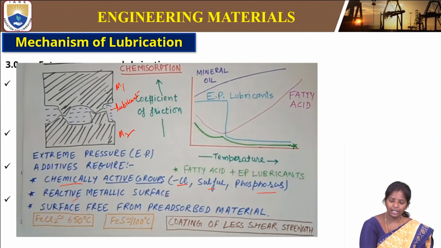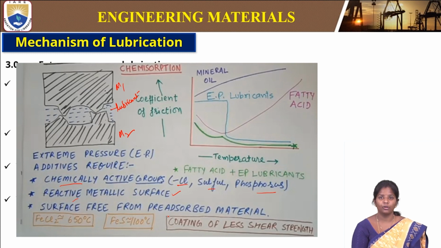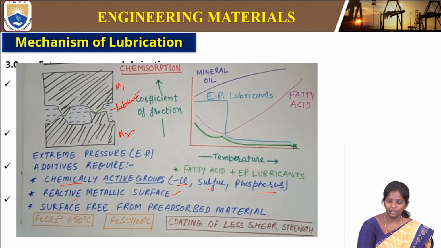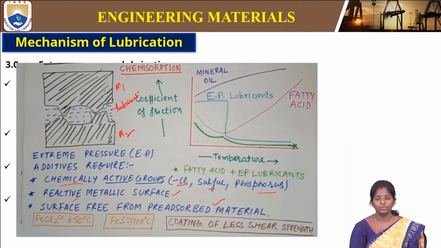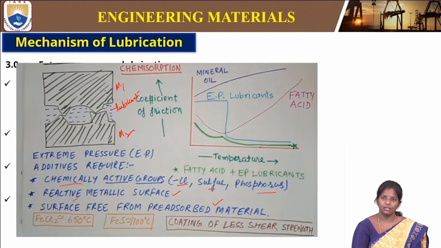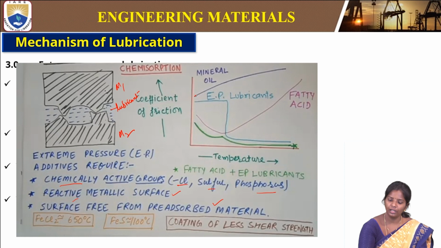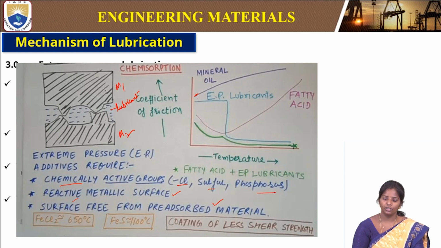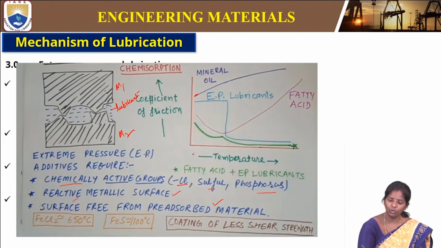Then, a reactive metallic surface. The additive should have reactivity to the metal surface. Then the surface must be free from any previously absorbed material. So for example, if we use mineral oil at lower temperatures, it is okay, but as the temperature increases, the friction increases. So it is of no use for lubrication.